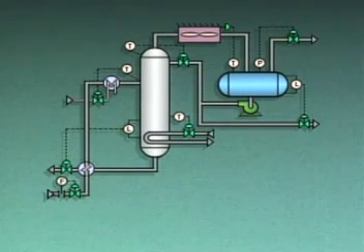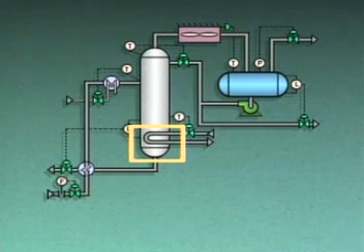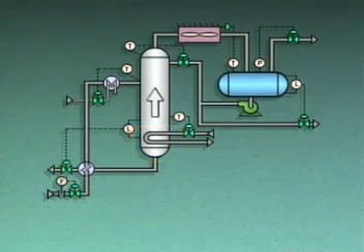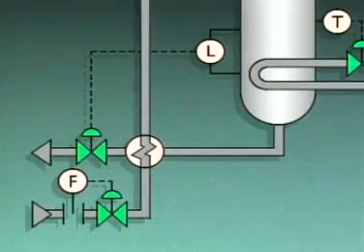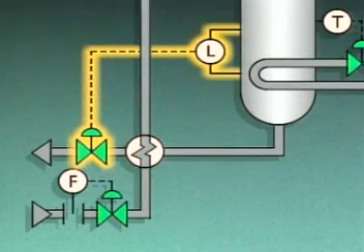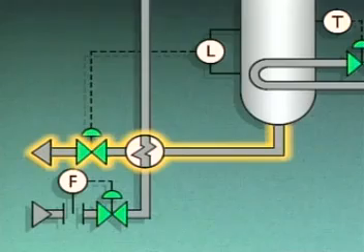Another result of increasing the bottom temperature is a decrease in the liquid level in the bottom of the tower. The level is lower because more of the liquid in the bottom of the tower is being vaporized. Since the bottom level has decreased, the bottom level control loop decreases the flow of the bottom's product.